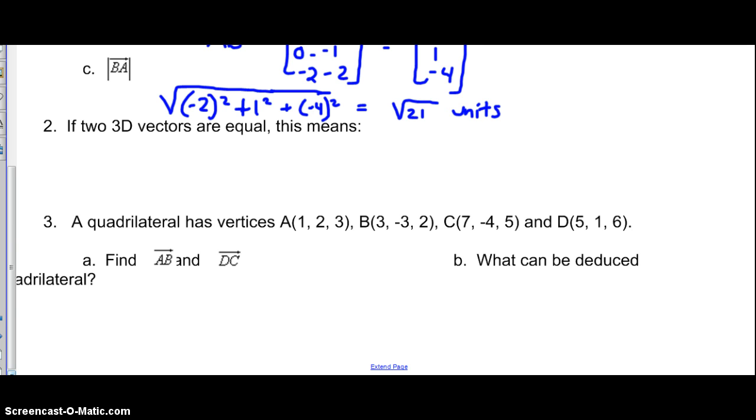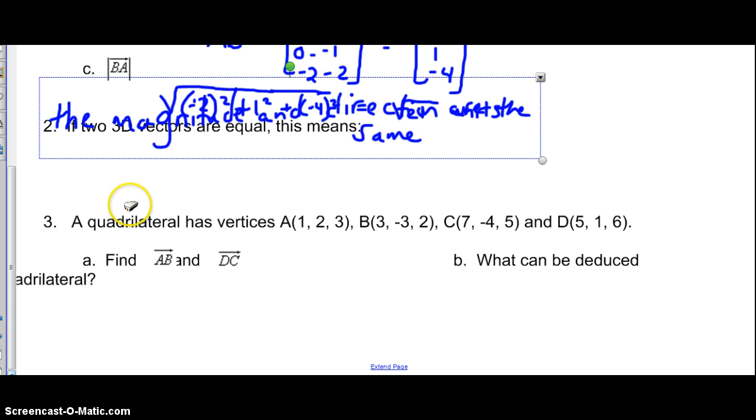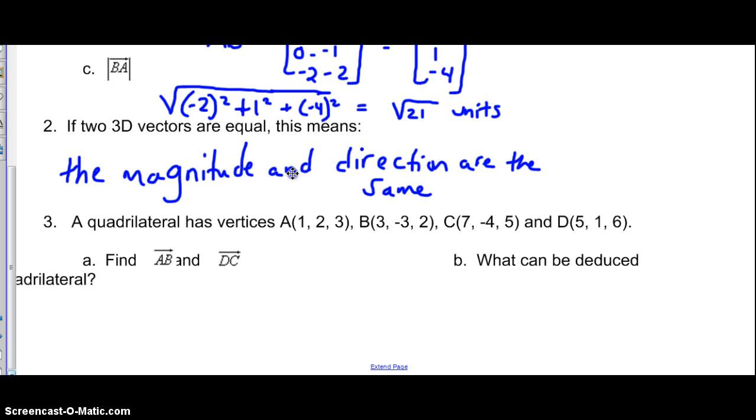And number 2, the question says, if two 3D vectors are equal, this means that the magnitude and the direction are the same. So just like with two-dimensional vectors, 3D are the same. For them to be equal, the magnitude and the direction have to be the same.